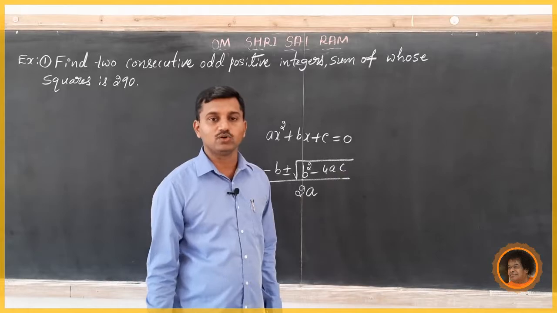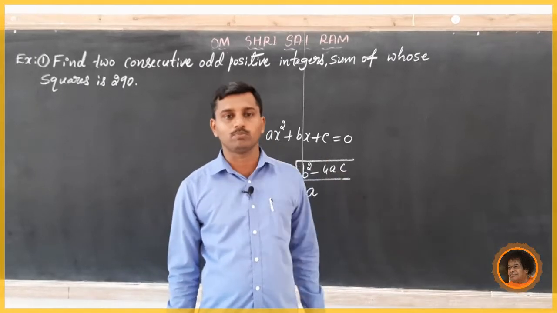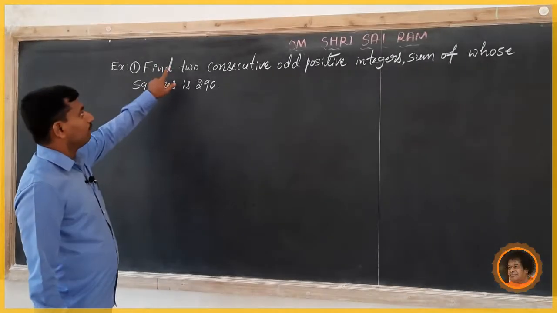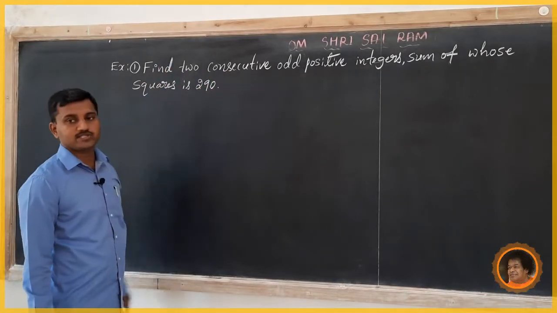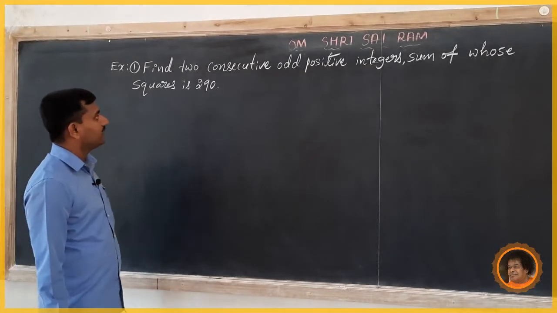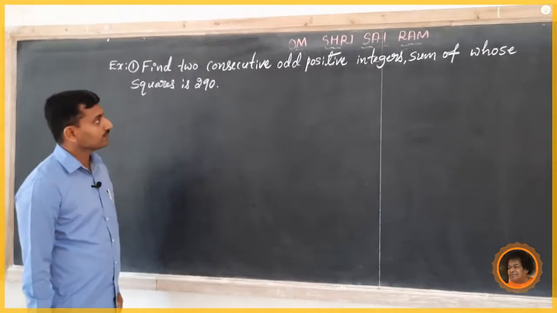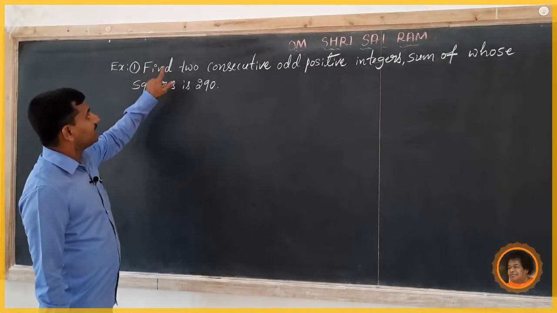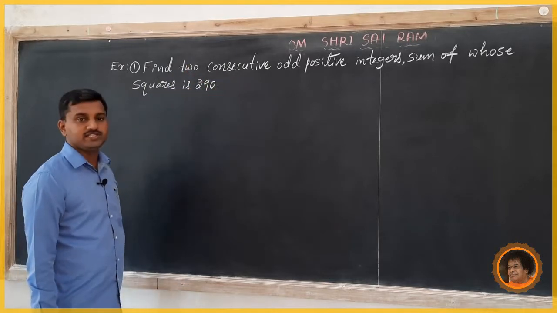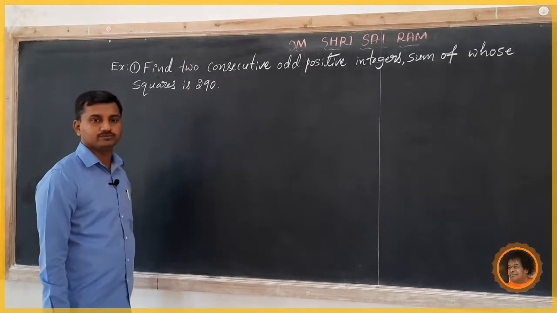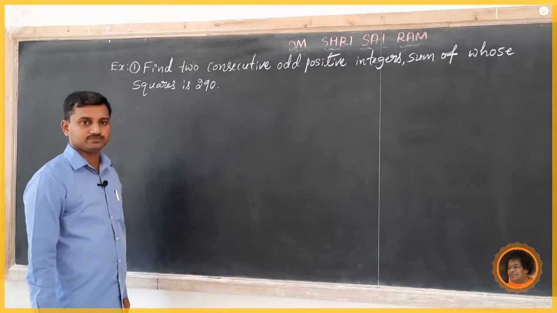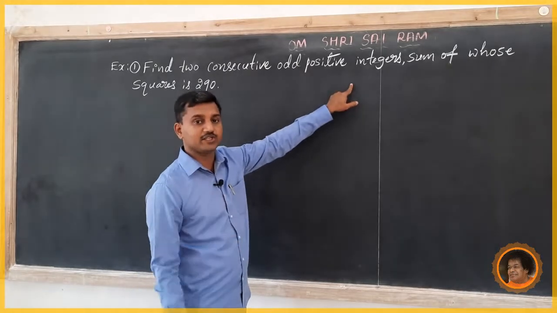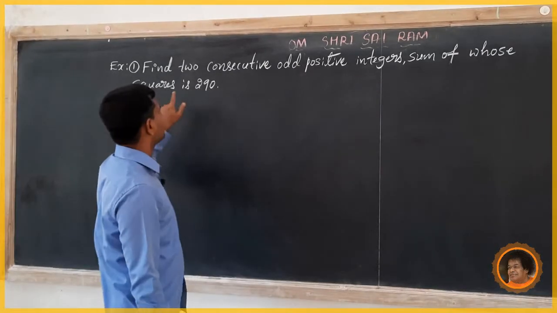In this session we are going to discuss some more problems related to the formula method. Now, look at the first example. Find 2 consecutive odd positive integers, the sum of whose squares is 290. Understand the question clearly. Consecutive means continuous.